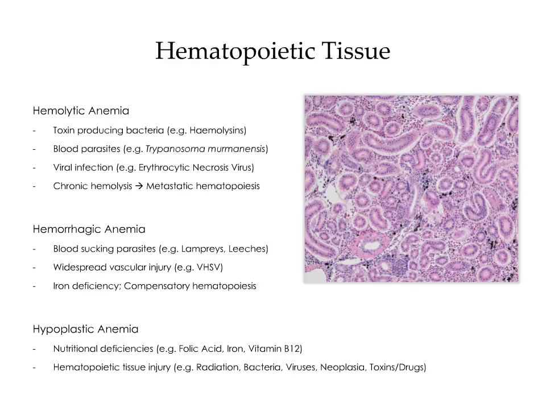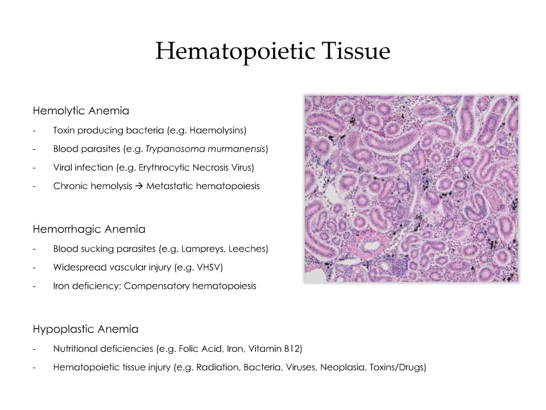Hemorrhagic anemia occurs with excessive blood loss. This can occur with blood-sucking parasites, like lampreys and leeches, or widespread vascular injury, as one would expect with viral hemorrhagic septicemia virus. Chronic hemorrhagic anemia will result in iron deficiency and compensatory hematopoiesis.